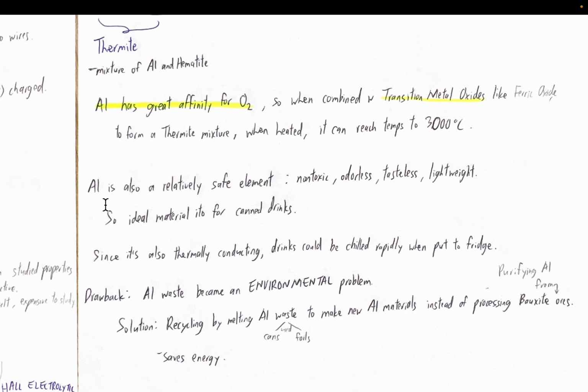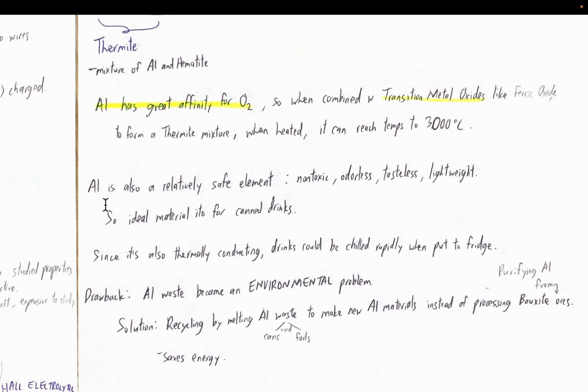Aluminum is also a relatively safe element. It is non-toxic, it's odorless, it's tasteless, and it's lightweight. So from this idea, it makes sense that it is an ideal material for the production of basically cans that contain the drinks that we consume. What I have in my mind right now is the pineapple juice from Del Monte. I think that's one example.